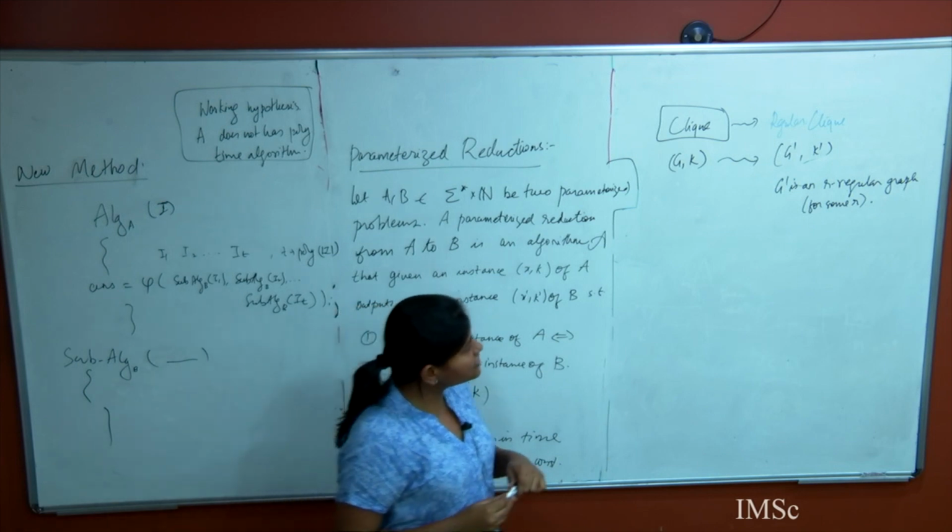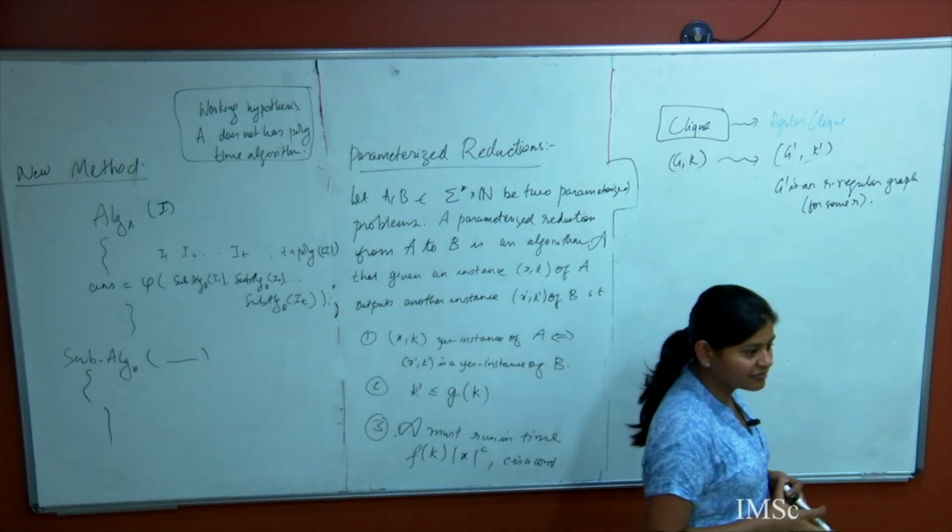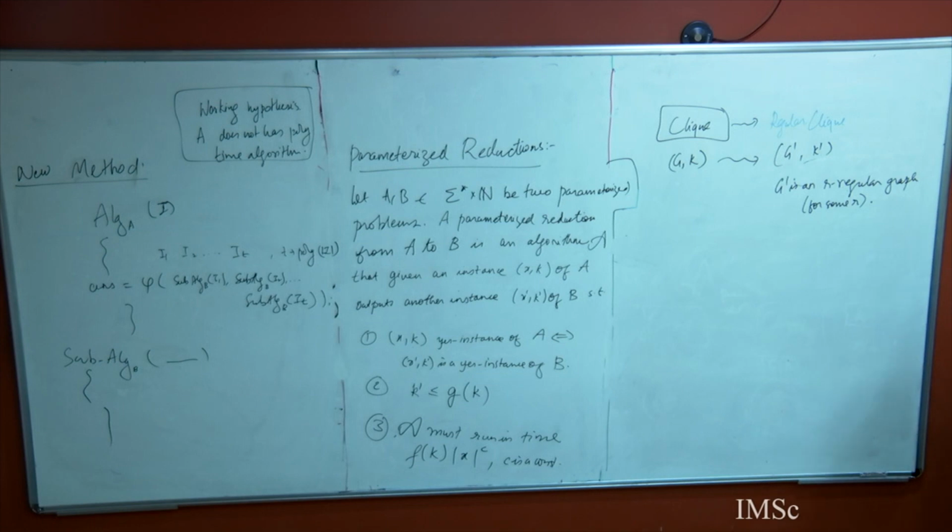Before that, suppose I give you a 3 regular graph. If the input graph itself is 3 regular, can you solve this problem? Exactly. So that admits a polynomial time algorithm. So here the R that we will get cannot be a constant. It has to be something larger than a constant. Okay. Let's start from clique.